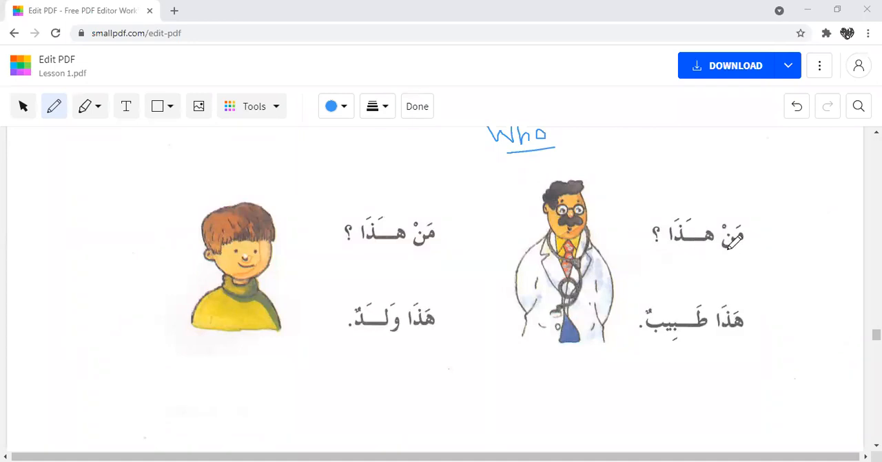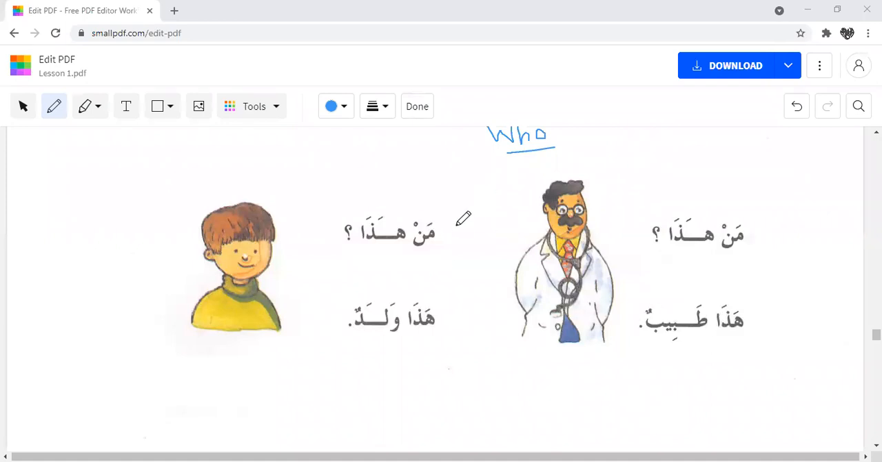Can you please read this part? Shagufta, are you here? Yes. Can you please read? Man hada? Who is this? And then the answer? Hada tabibun. This is a doctor. Very good.